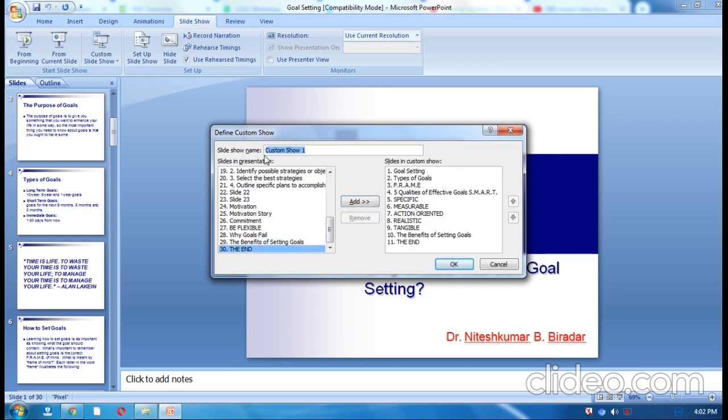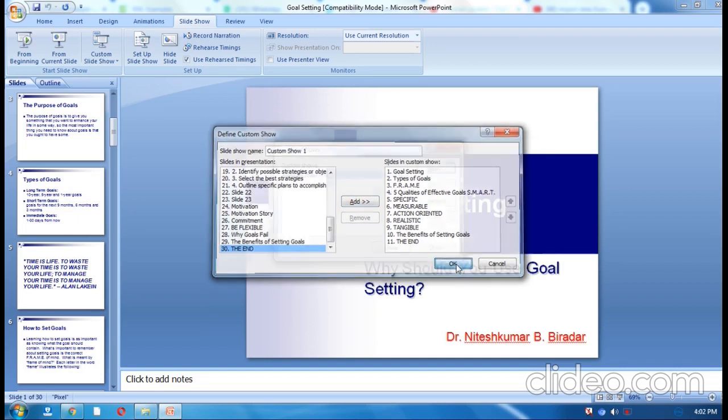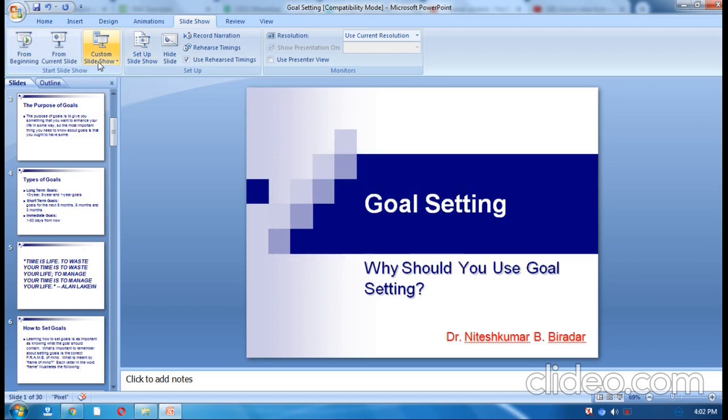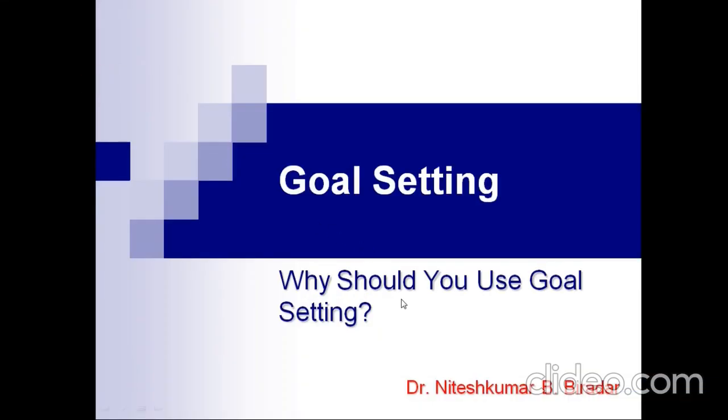The default name is custom show 1. If you want to change the name, you can change it also. I will keep custom show 1 itself and click on OK. Custom show 1 is now created. Now you can show here itself or you can close the button. Whenever you click on custom slideshow, you will get custom show 1, and when you click on it, you will get the selected 11 slides.